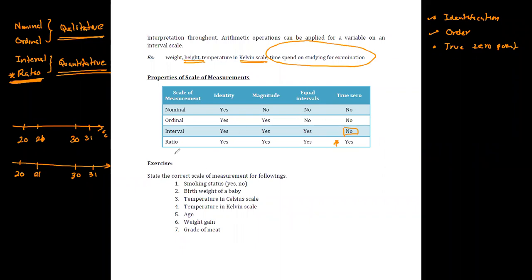This is one exercise given here, and based on the things that we have discussed so far, you can try to identify the scale of measurement for the following scenarios. And this is all I need to discuss for this session, and thank you all for joining this session.